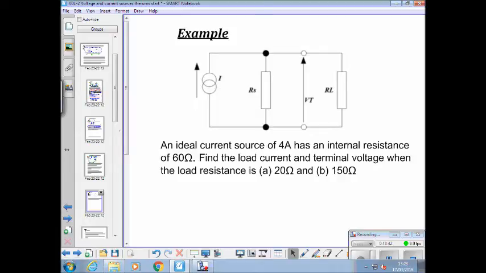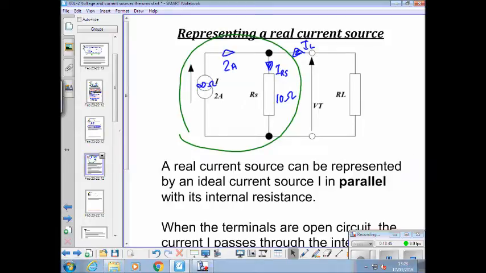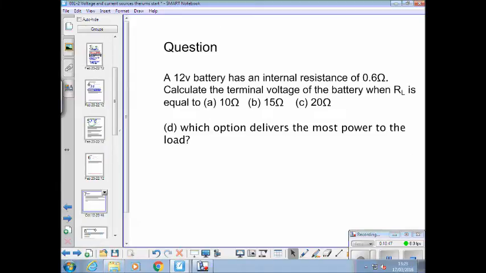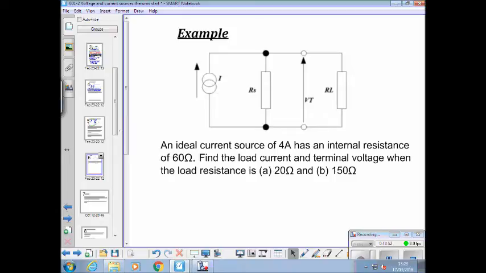So what we move on to now is an example. Ideal current source of 4 amps has an internal resistance of 60 ohms. Find the load current and the terminal voltage when the load resistance is A 20 ohms and B 150 ohms. So have a go at that for a couple of minutes.